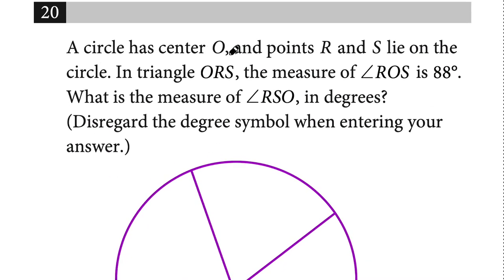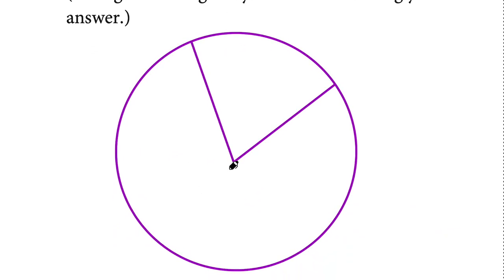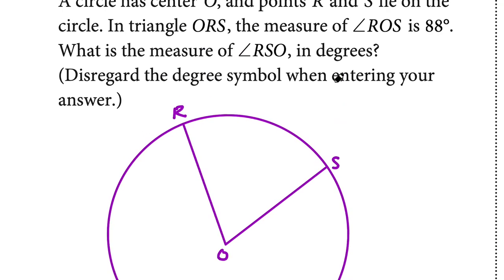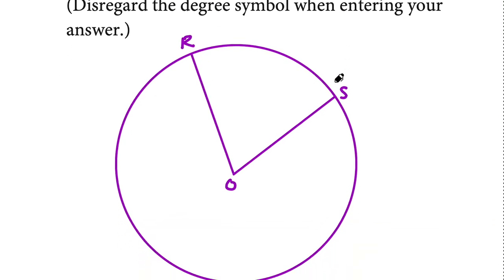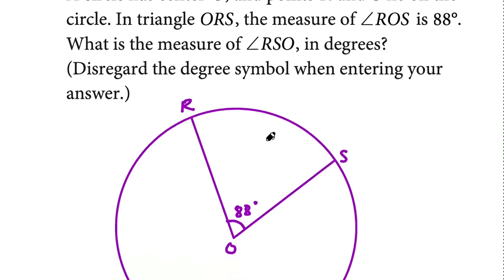Okay. Now let's come to question 20. A circle has center O and points R and S lie on the circle. In triangle ORS, the measure of angle ROS is 88 degrees. Okay, so O is the center of the circle and R and S are the points that lie on it. And angle ROS is 88 degrees. Perfect. And you have to find angle RSO.